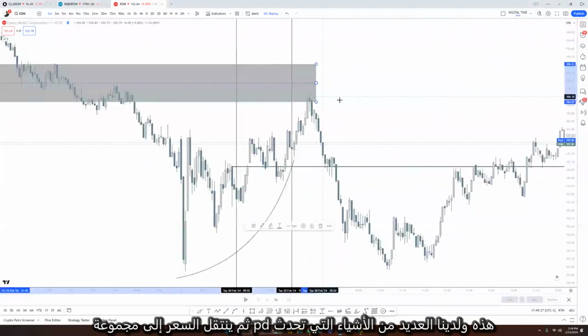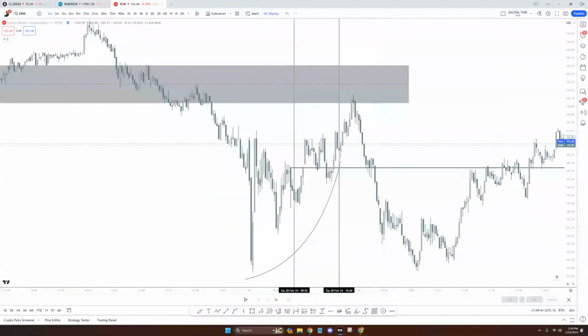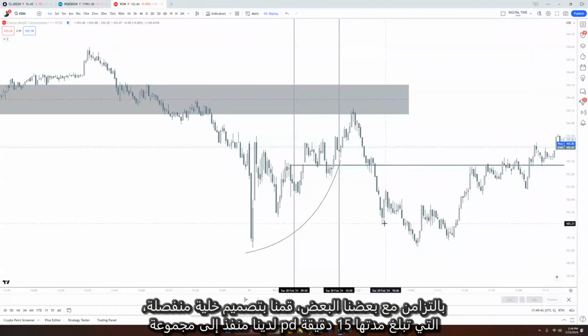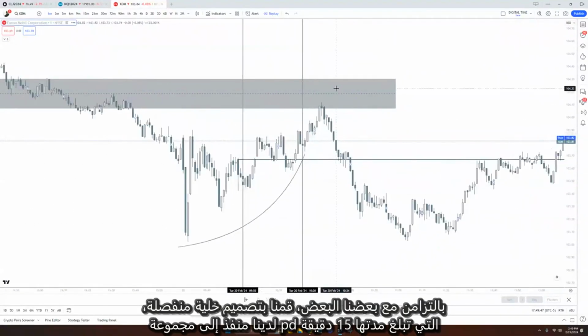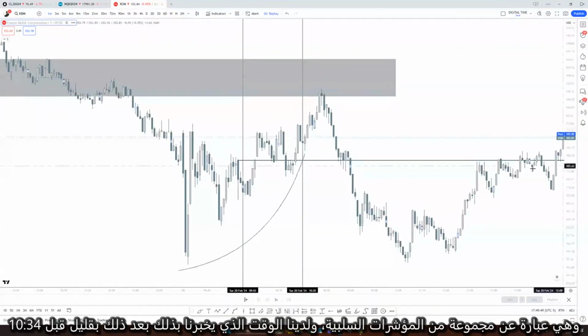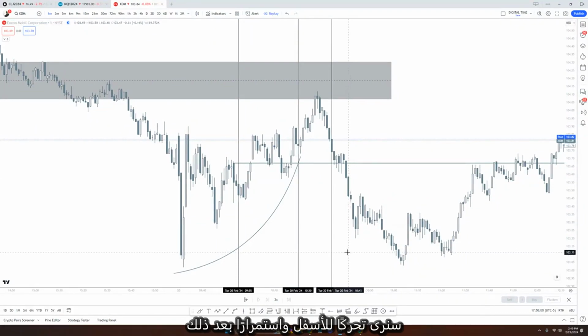Price then taps into that PD array, and we have many things occurring in confluence with each other. We have engineered sell side. We have a tap into that 15-minute PD array, which is a bearish PD array. And we have time telling us that slightly thereafter, before 1034, we need to see a move down and continuation thereafter.